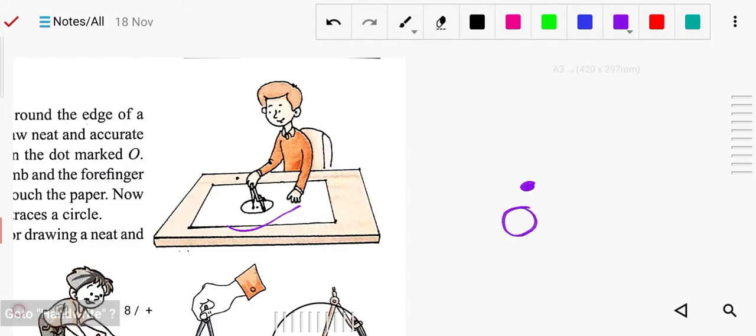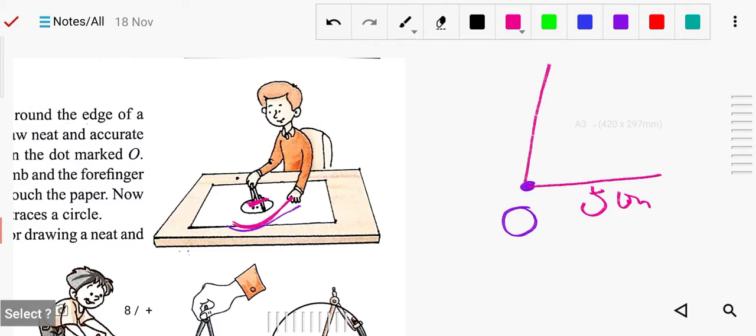Suppose I write the name of the center, and you have to take the radius, meaning you have to stretch this compass. You have to take a radius of, suppose, 5 centimeters. In the scale you just adjust your compass to the 5 centimeters. Okay, so that will be the 5 centimeters, that will be the radius. And one side is the metal tip of your compass, and on the other side the pencil tip will be here.